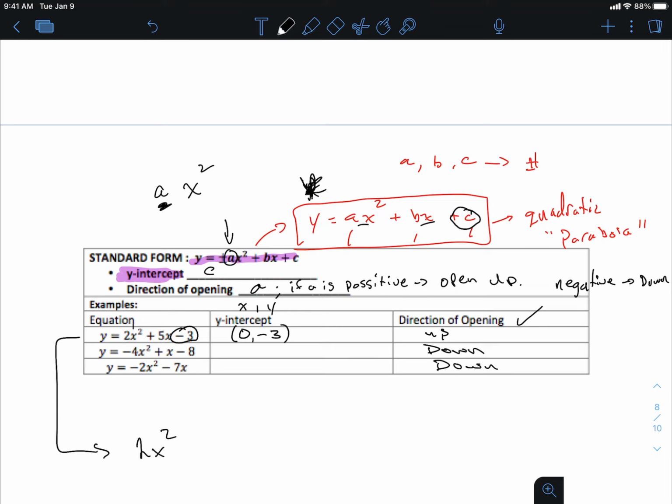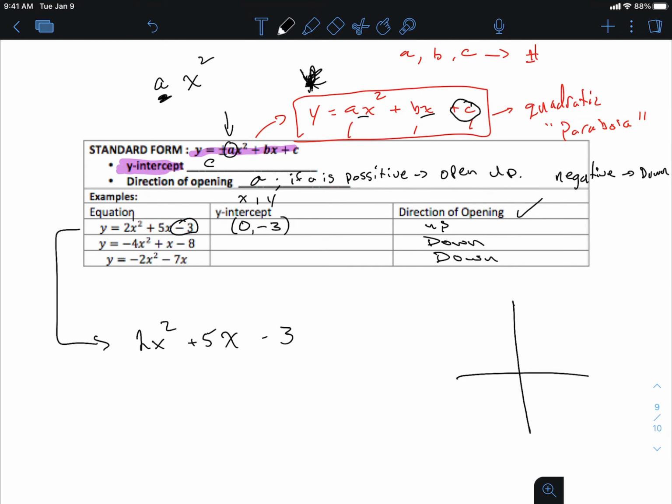2x squared plus 5x minus 3. If I look at a graph, where x and y, a y-intercept occurs somewhere along here, where it is dependent on the equation. But one thing is 100% true about that purple area, specifically the y-axis.